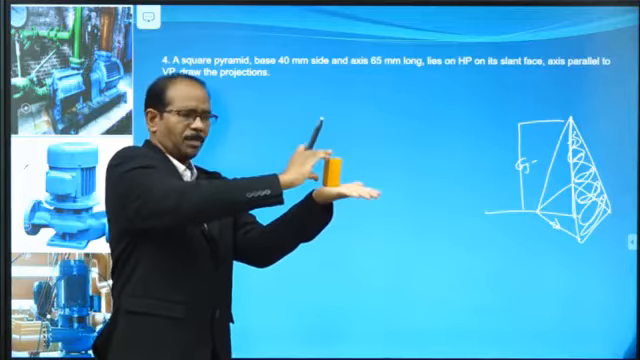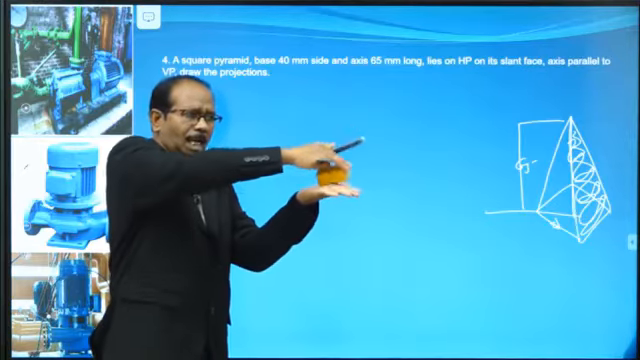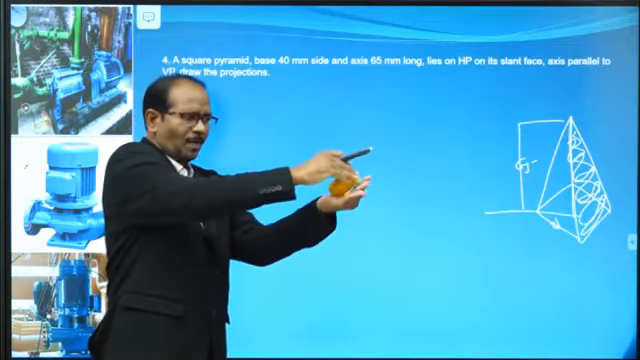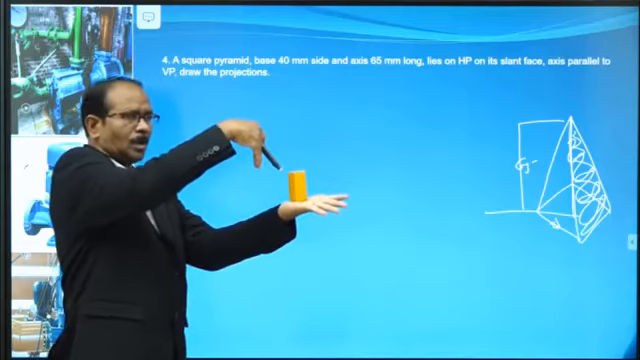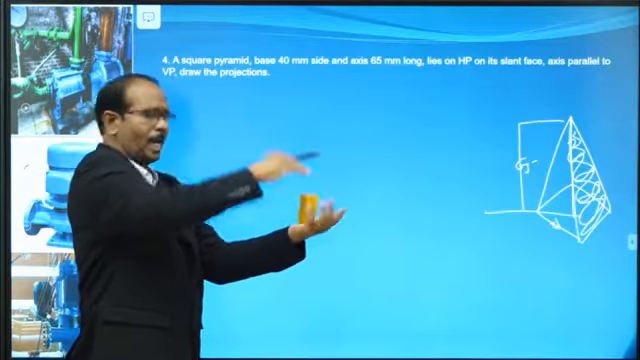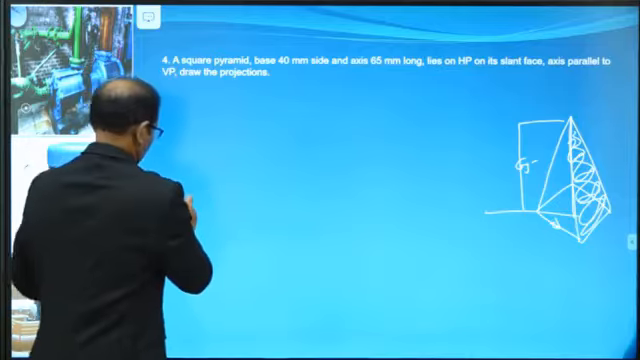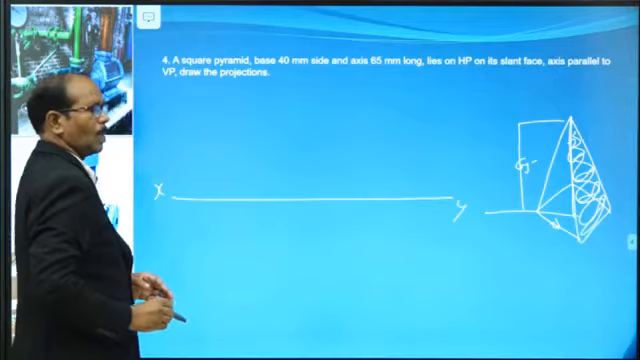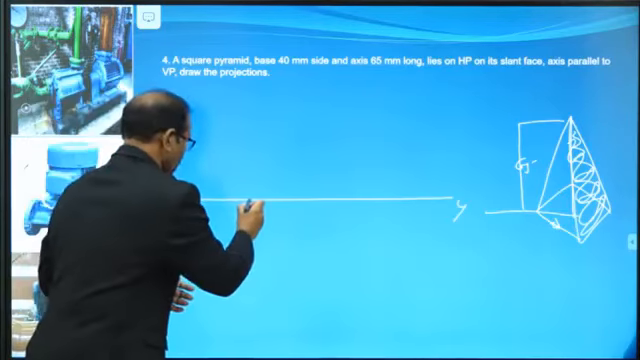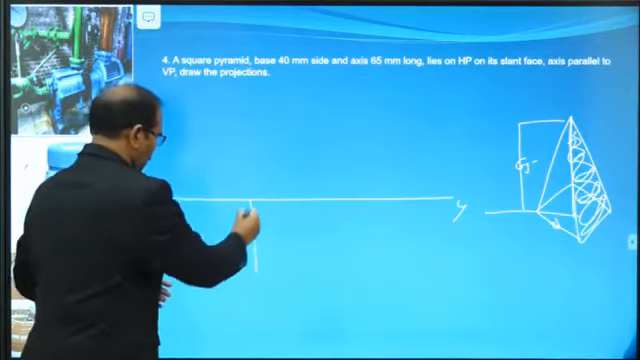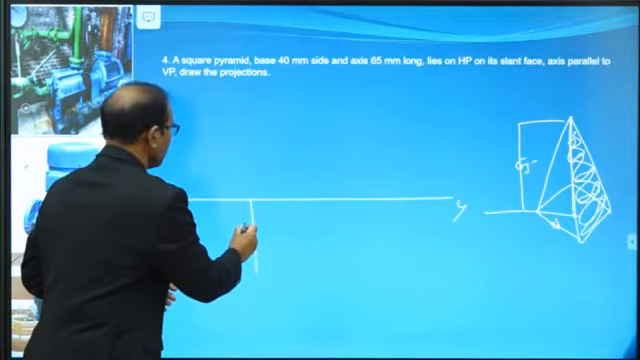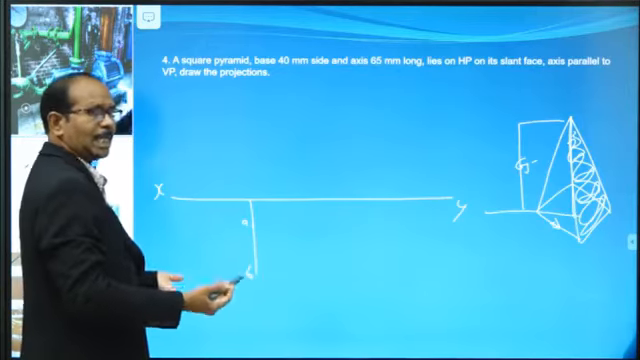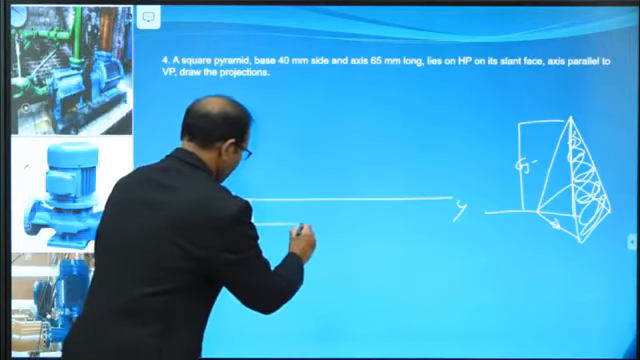Now the simple position. After that, tilt at an angle, tilt to the slant position. How to tilt to the slant position, I am going to explain. First, the simple position. Top is a square. Draw the square. Take any convenient gap, say this is A, B. Square 90 degrees, then complete the square.